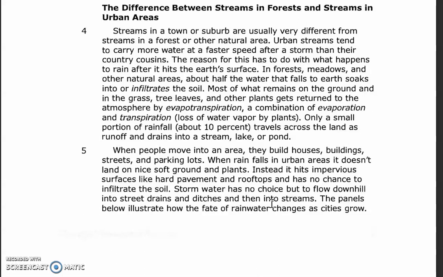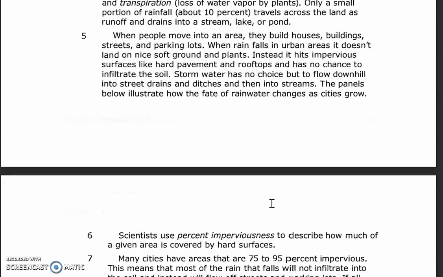Only a small portion of rainfall, about 10%, travels across the land as runoff and drains into a stream, lake, or pond. When people move into an area, they build houses, buildings, streets, and parking lots. When rain falls in urban areas, it doesn't land on nice, soft ground and plants. Instead, it hits impervious surfaces like hard pavement and rooftops and has no chance to infiltrate the soil. Stormwater has no choice but to flow downhill into street drains and ditches and then into streams. The panels below illustrate how the fate of rainwater changes as cities grow.